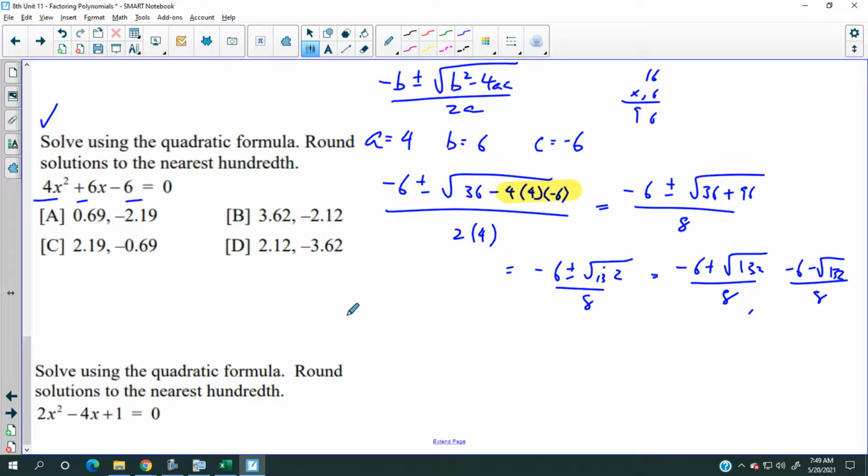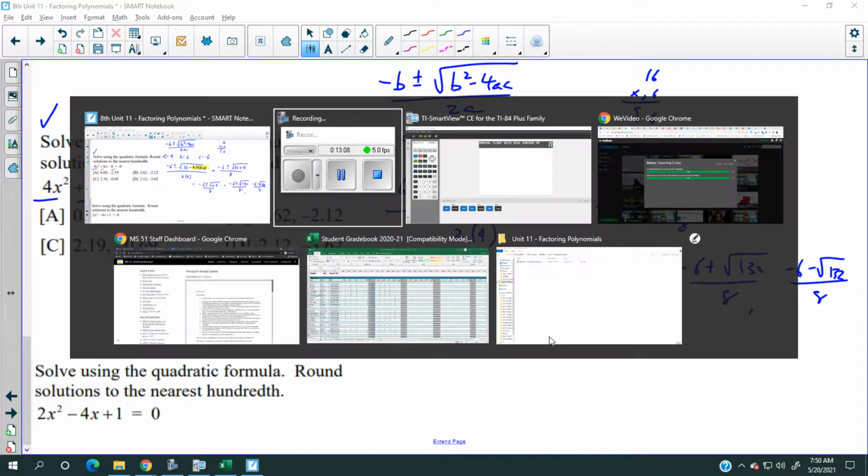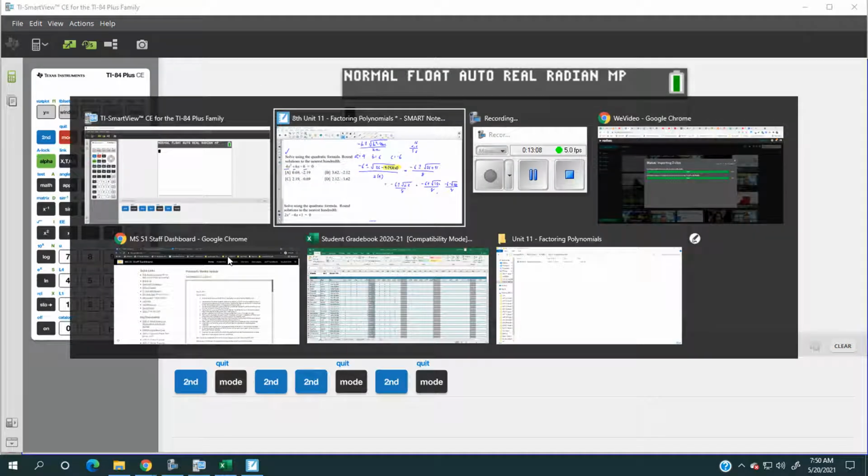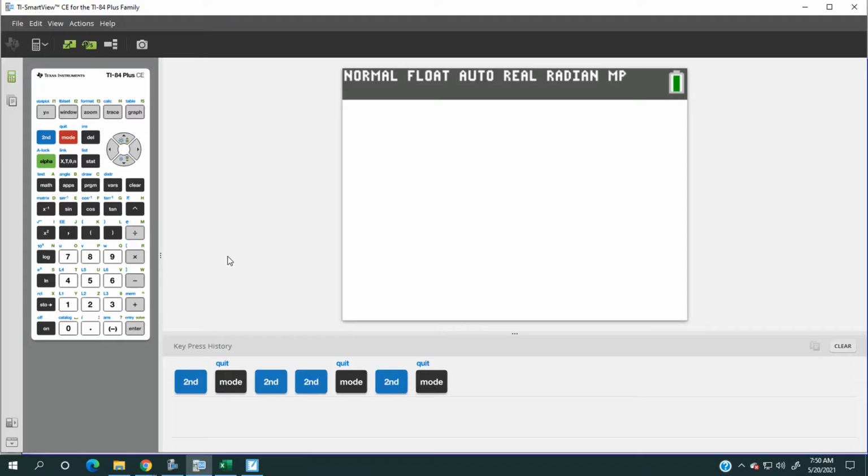Now, by no means do you have to use a graphing calculator. It's just that the graphing calculator has more space and it's easier to see. You can use your TI-34s that you had from last year. You can use those too. Just be very careful what you put into the calculator. Now the first one is what? I already forgot. Negative 6 plus. Oh, I have to put parentheses around that because it's the whole thing being divided. Hold on, how do I do that?